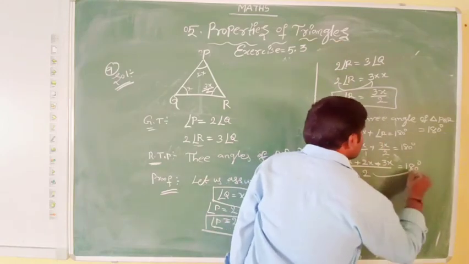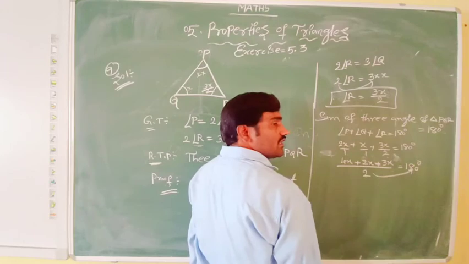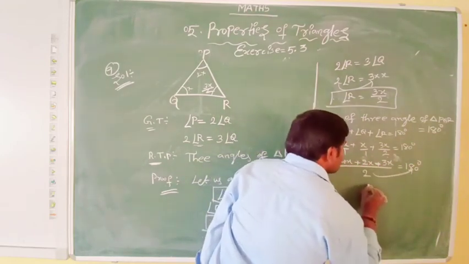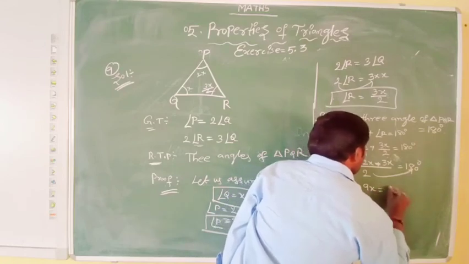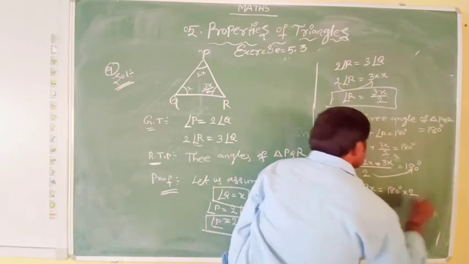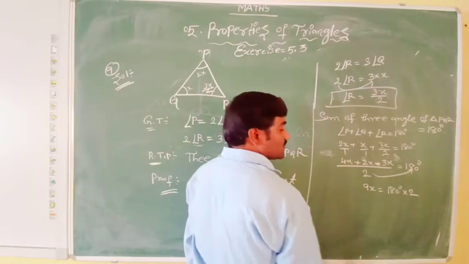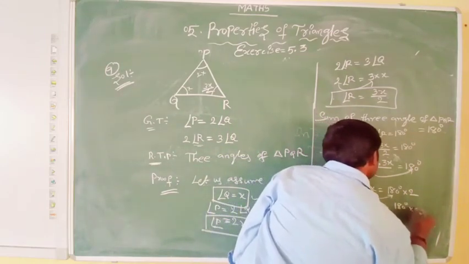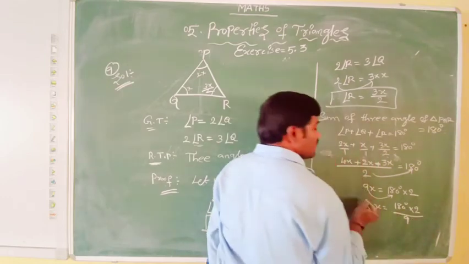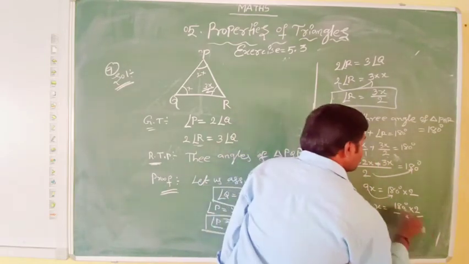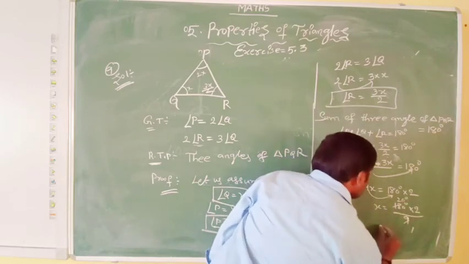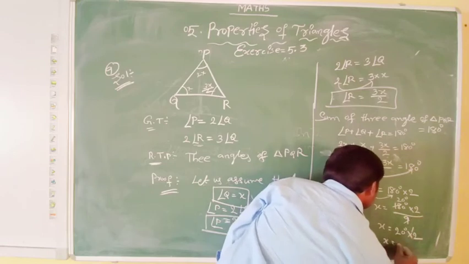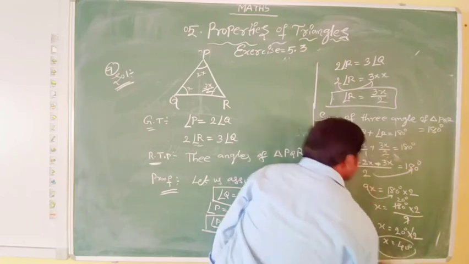Always follow the same method. Here 2 is dividing, so it will transfer and become multiplication. 4x plus 2x is 6x, 6x plus 3x is 9x, equals 180 degrees into 2. This 2 is dividing, so it becomes multiplication. So 9 also you transfer here. x equals 180 degrees into 2 by 9. 9 is multiplying, so it becomes a division. 9 2s are 18, 9 ones are 9, that is 20. So x equals 20 degrees into 2, x equals 40 degrees.